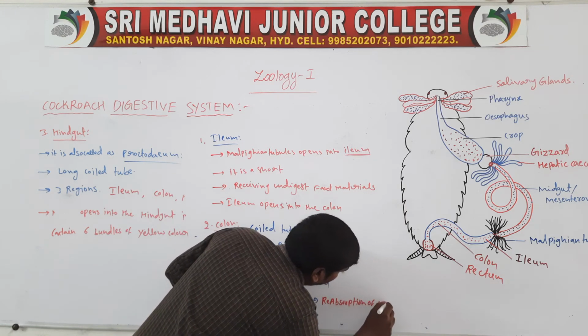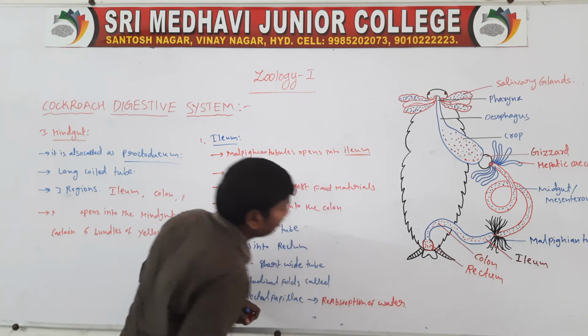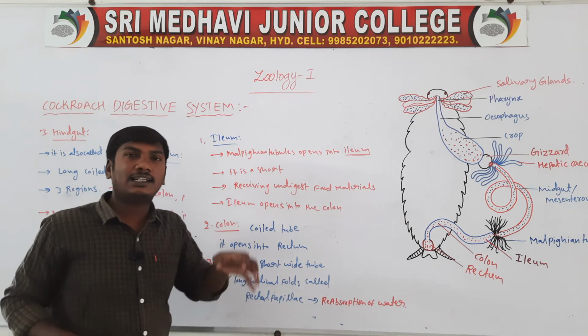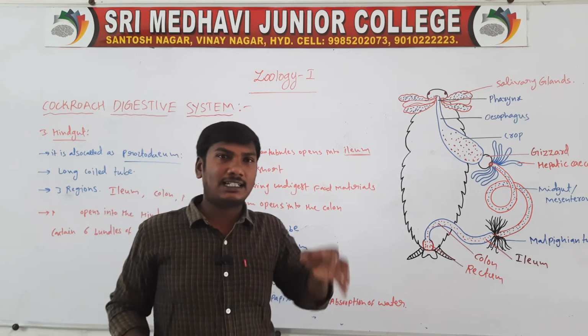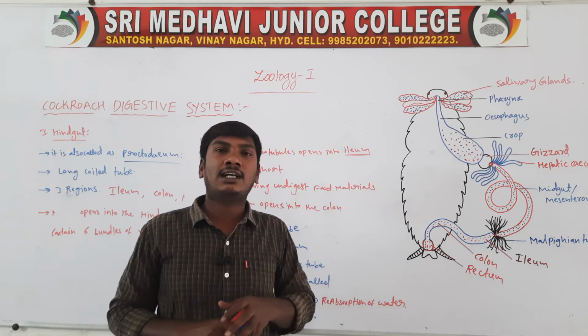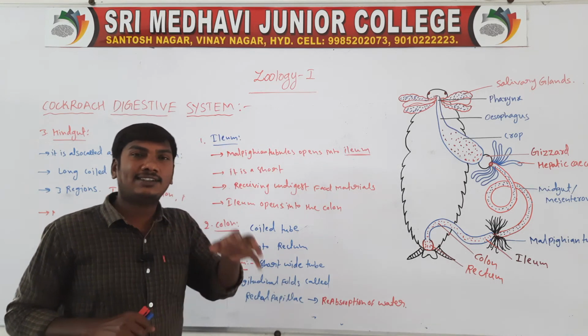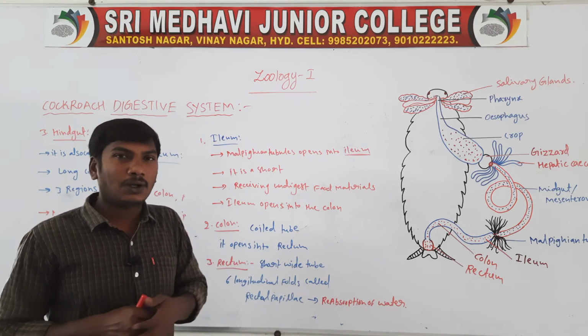Reabsorption of water occurs in the rectum. Next, the hindgut, which is also called the proctodeum. It is a coiled tube.